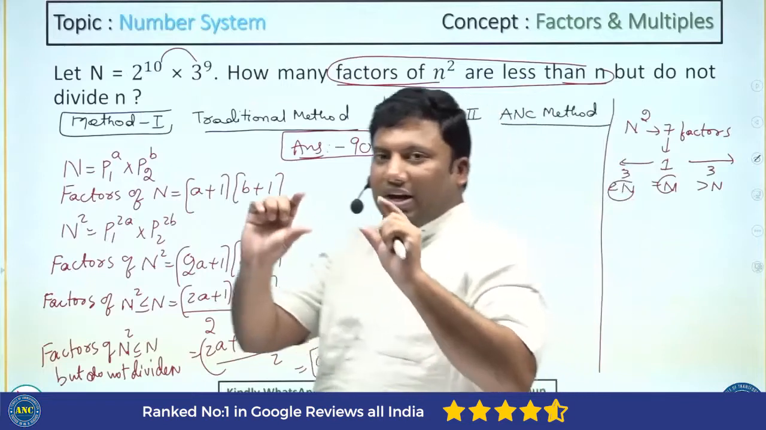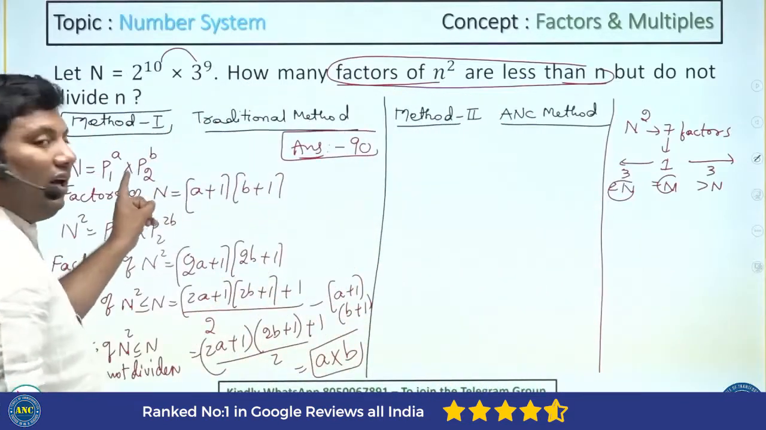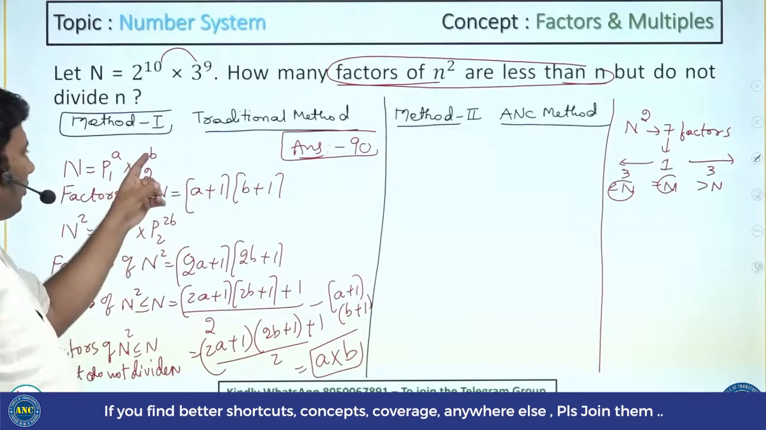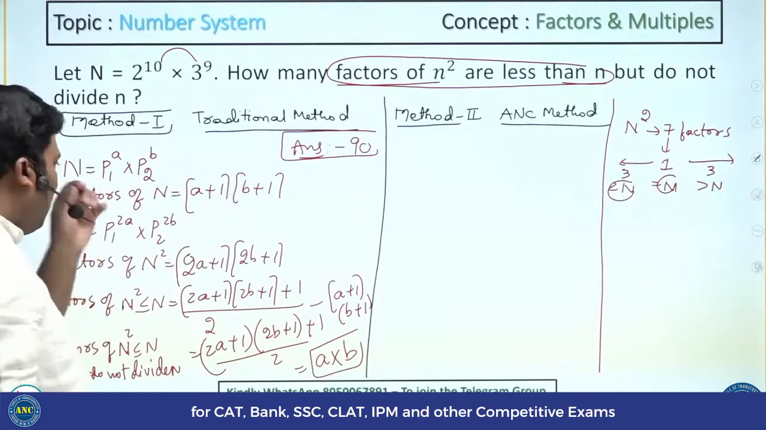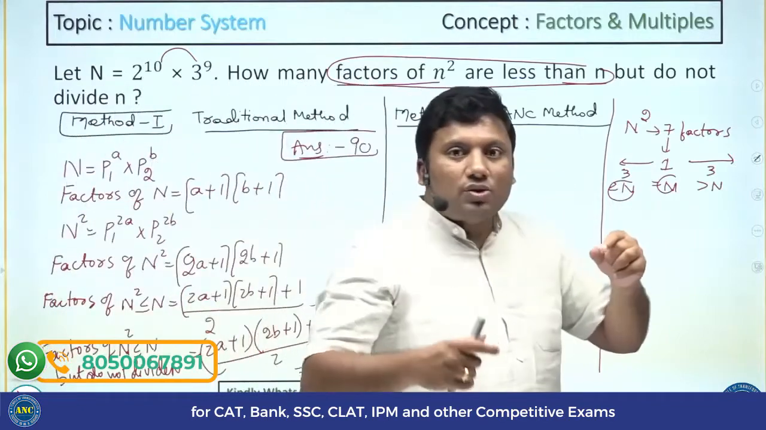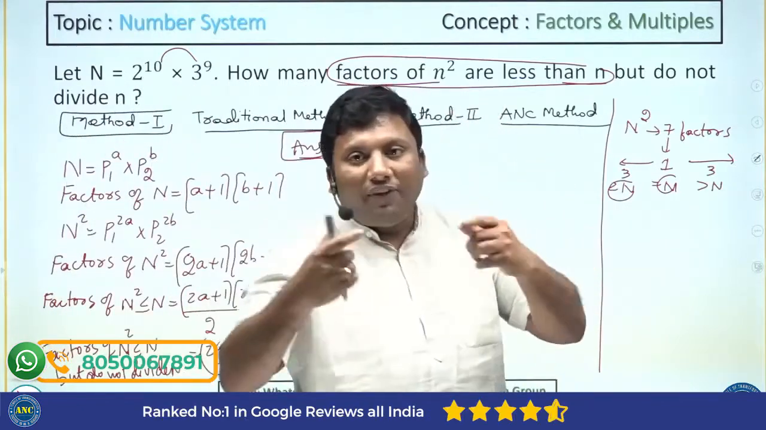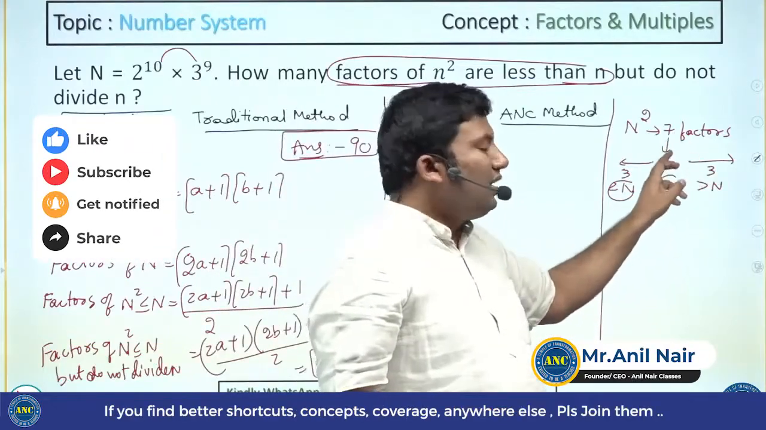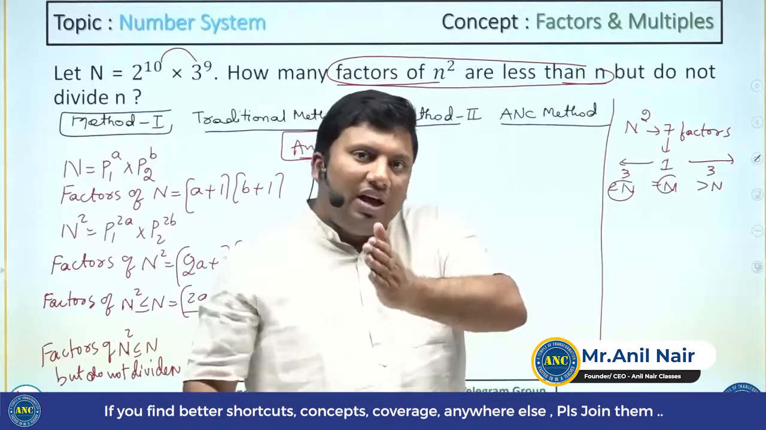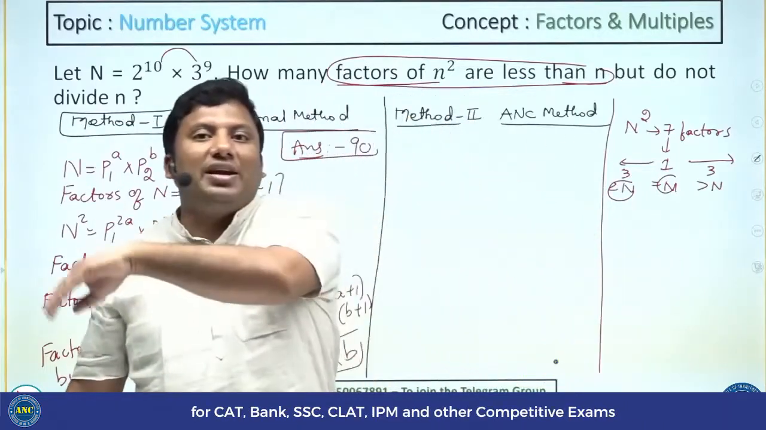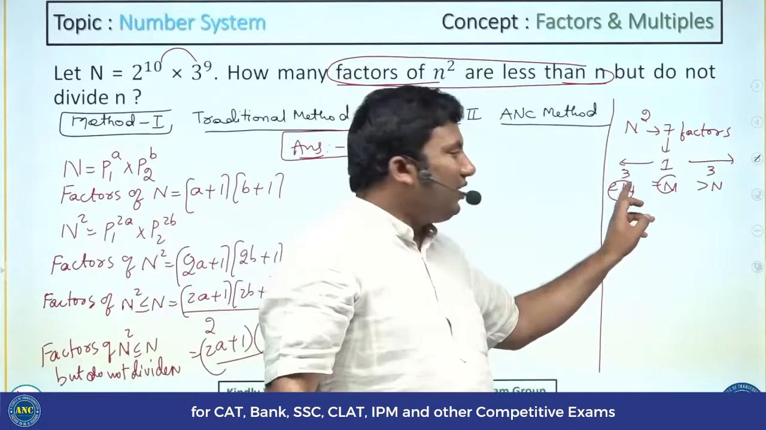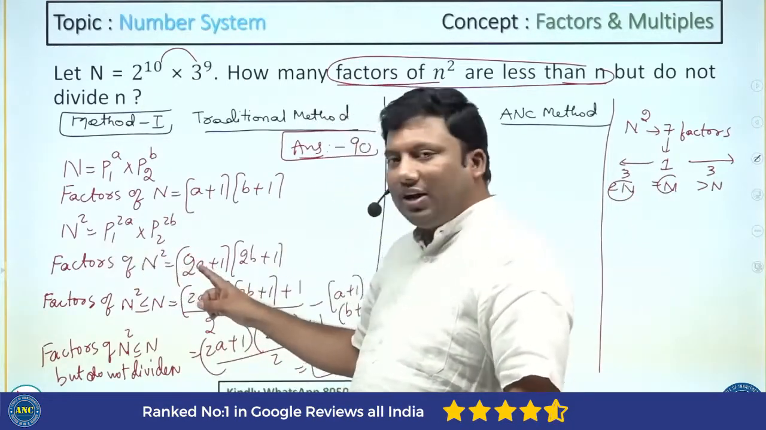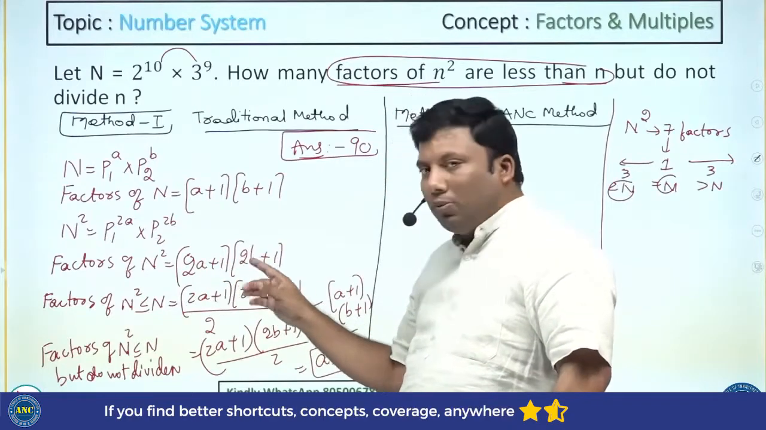Again, see here, there is a number n, p1 power a, p2 power b. Factors of n are 0 to a plus 1, 0 to b plus 1. Factors of n square: n square is a perfect square, and a perfect square will always have an odd number of factors. Assume it is 7. One case will be equivalent to n, 3 cases less than n, 3 cases greater than n. Am I right? Similarly, factors of n square will be 2a plus 1, 2b plus 1.